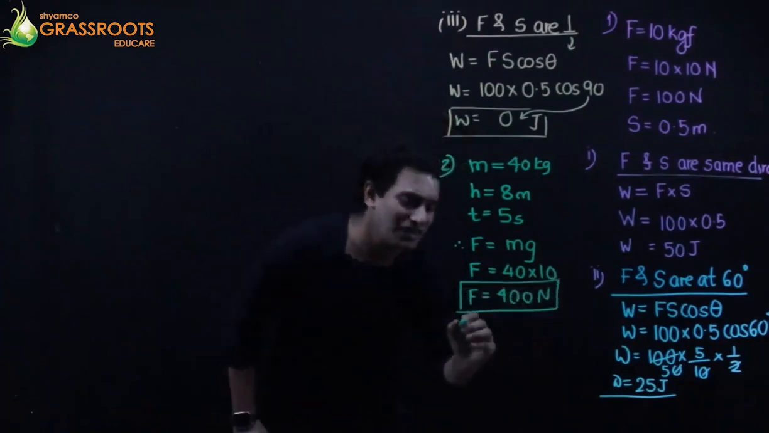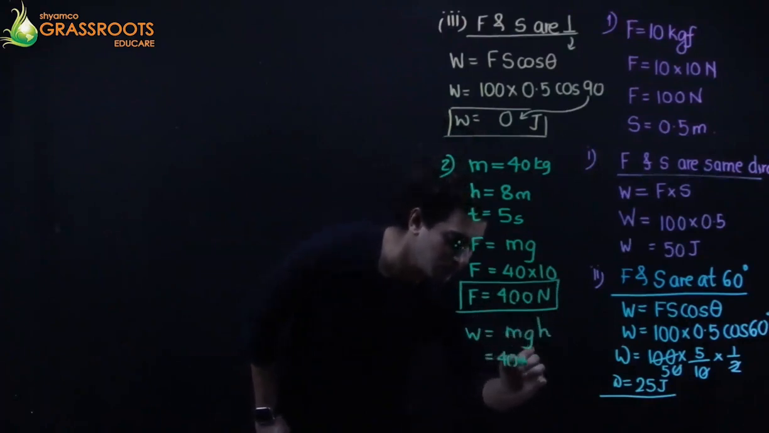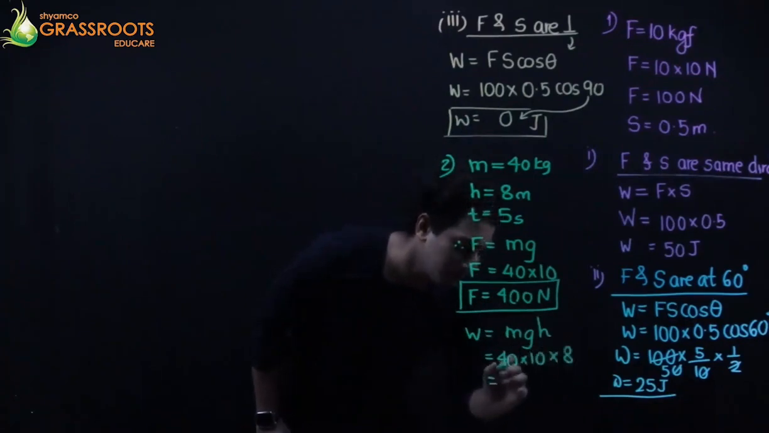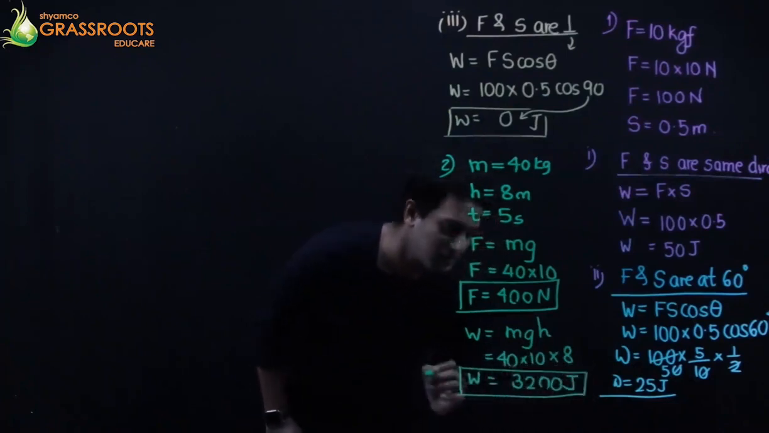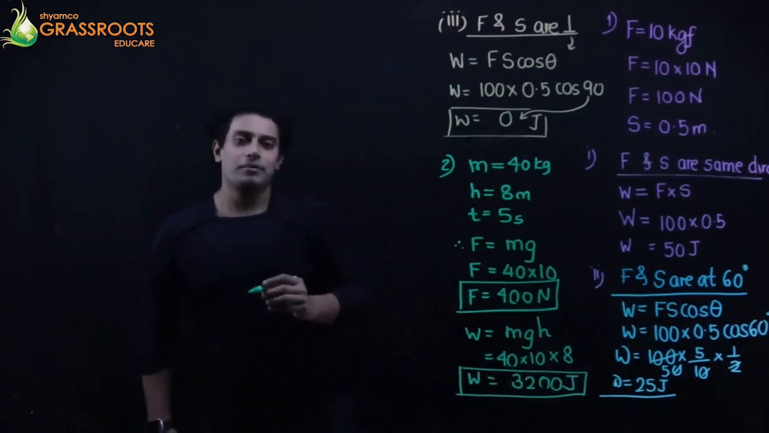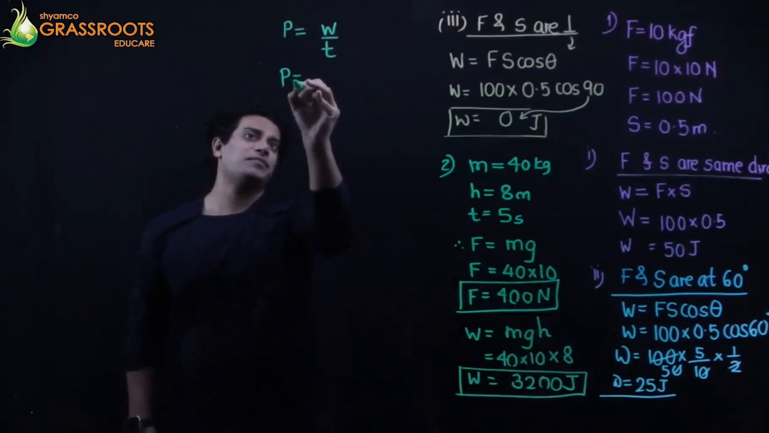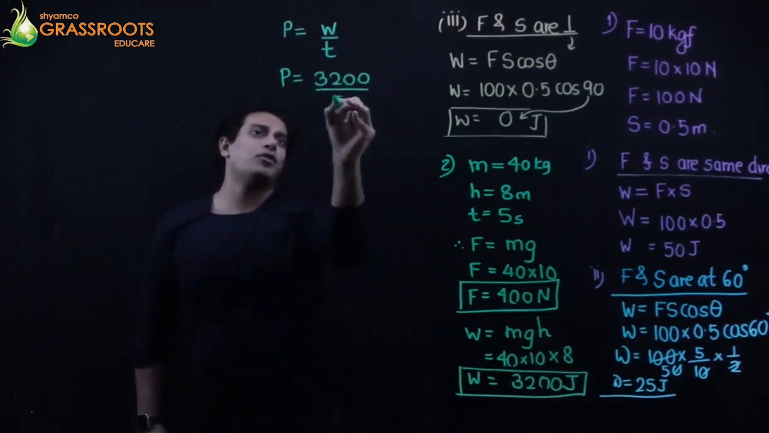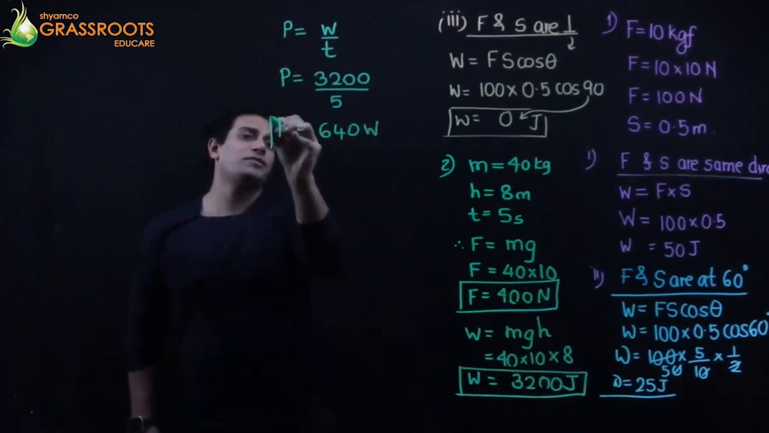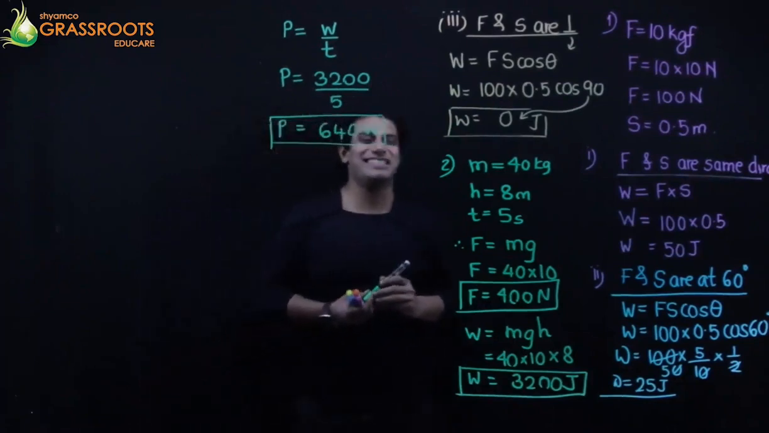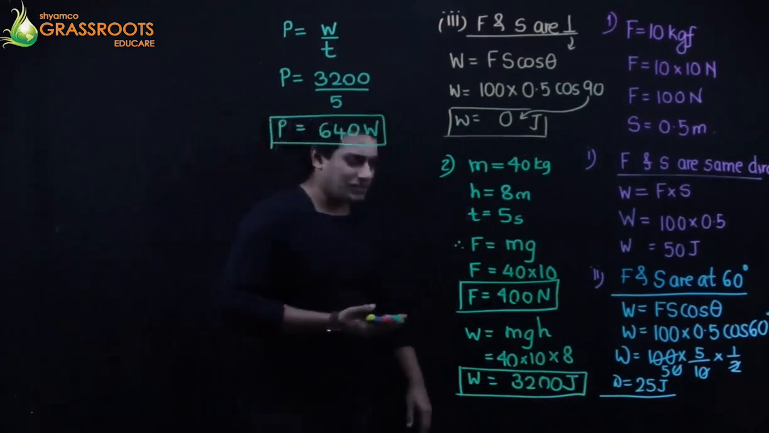First part. Second, work. Work can be written as mgh. 40 into 10 into the height is 8. 4 8s are 32, 3200 joules. Answer to the second part. And third, power. Power is work upon time. Kitna simple, just formula application sums there. 3200 upon 5. 5 6s are 30, carry forward to 640 watt is going to be the power. That simple. Just formula mein dala yaar. I just use my 3 formulae. That's it. Right. Next question.